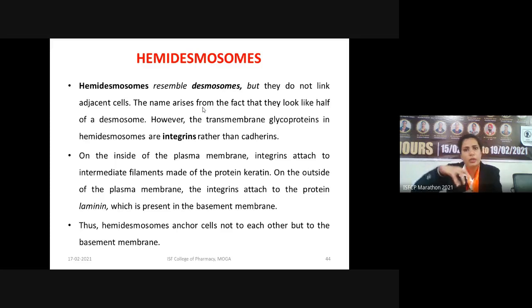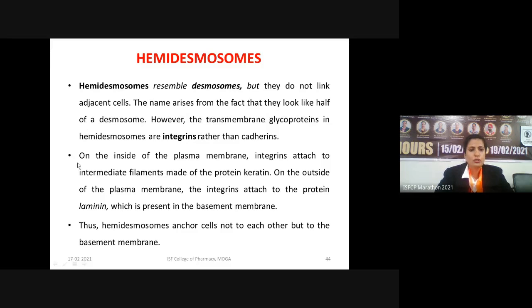Number of cells are present that are termed as tissues. So the name of hemidesmosome arises from the fact that they look like a desmosome. However, their transmembrane glycoproteins are different than that of the desmosome. Here, the transmembrane glycoproteins, that means the glycoproteins which are present in their plasma membrane, are integrins rather than cadherins. In case of desmosomes, we had seen that the transmembrane proteins were cadherins. Here, there is another transmembrane protein that is known as the integrin.